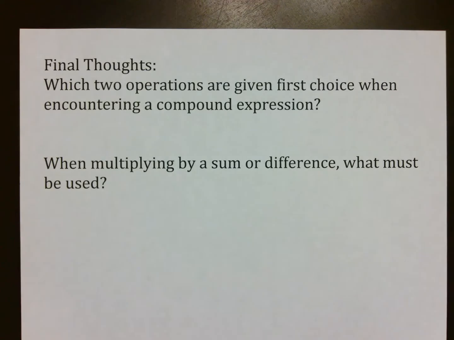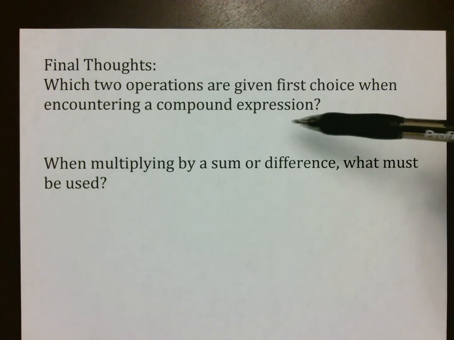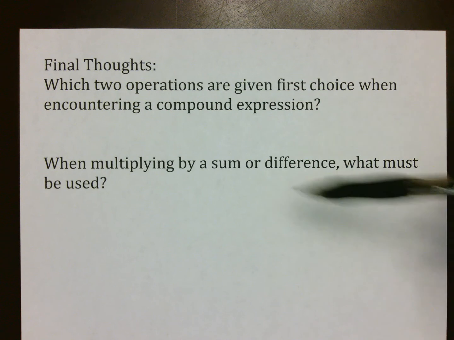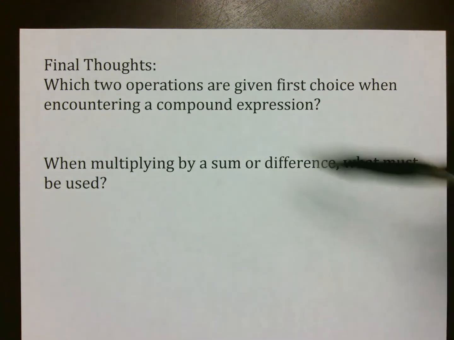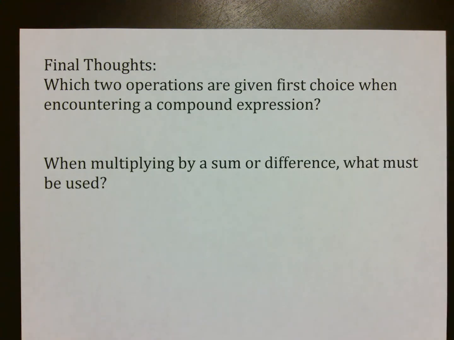So in terms of what's going on here, make sure you understand which words get the first choice and what must be used when you multiply by a sum or difference. Whenever it says times the sum or times the difference, what you should be recognizing is that the 2 operations that have the first choice are multiplication and division, because remember, order of operations makes them stronger. And whenever you multiply by the sum or multiply by the difference, you must use parentheses to group the sum or the difference, because order of operations would break all those rules if you did not.